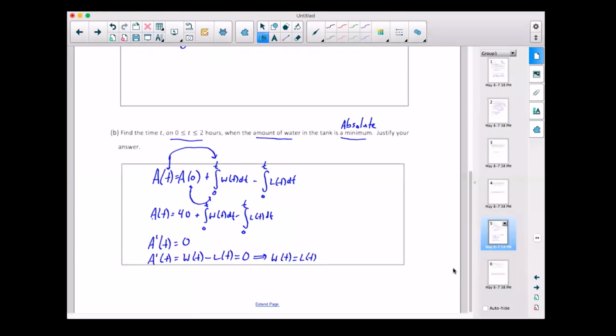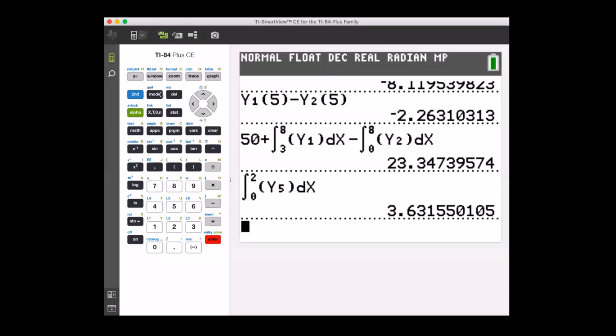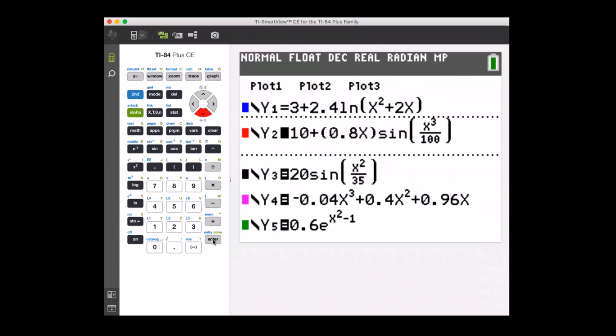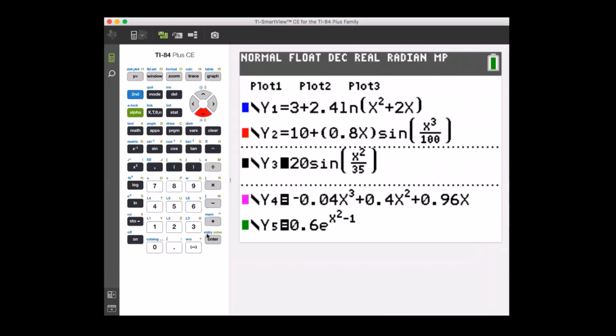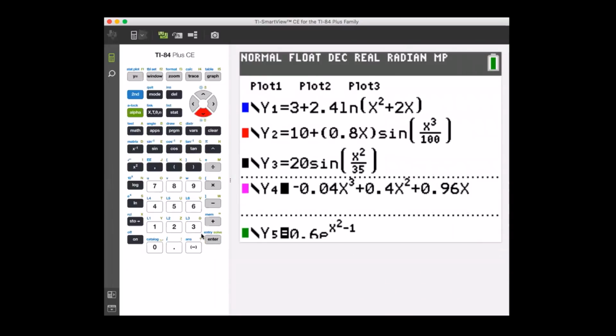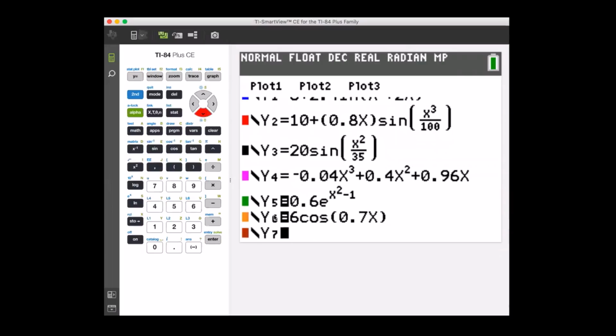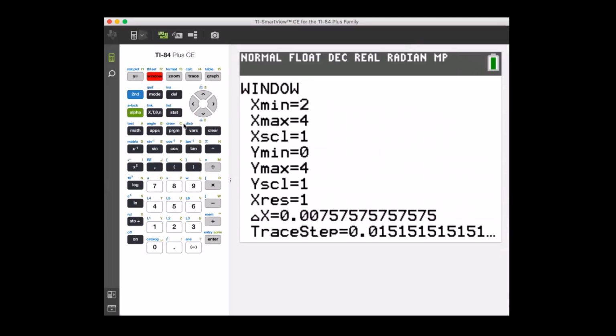So if we go back to our calculators, notice I've got my rate in as y5, and I've got my rate out as y6. So I'm going to unhighlight these other functions real quick. I'm not going to need y1, y2, y3, or y4. But I want to figure out when y5 equals y6. And before I graph those two, always change your window to match the time window, right? Time was between 0 and 2.